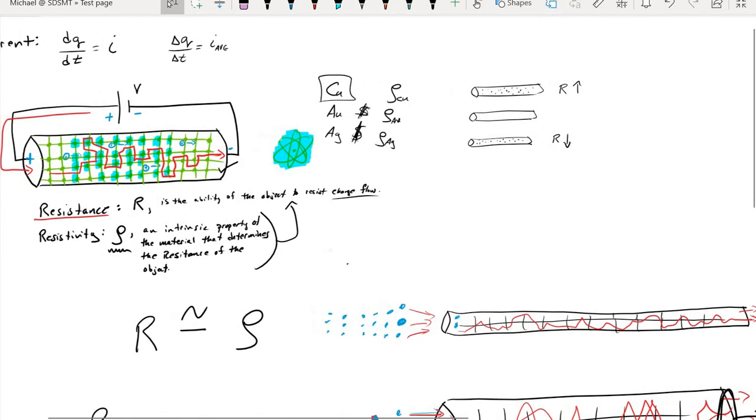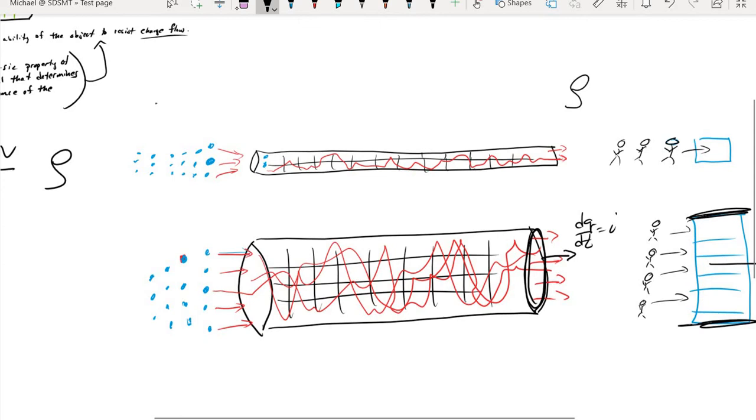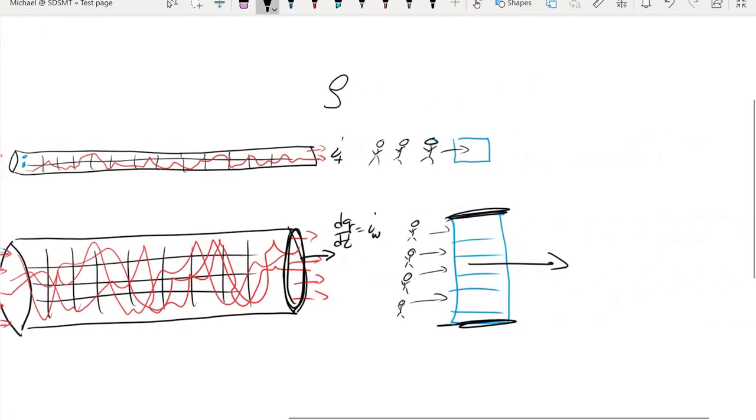Up at our definition, we said that resistance is the ability of the object to resist the flow of charge. Well, we've got the current for the wide wire, we've got the current for the thin wire, and we said that the current for the wide wire was going to be quite a bit larger than the current of the thin wire. But that's because the resistance of the thin wire is so much larger than the resistance of the wide wire.